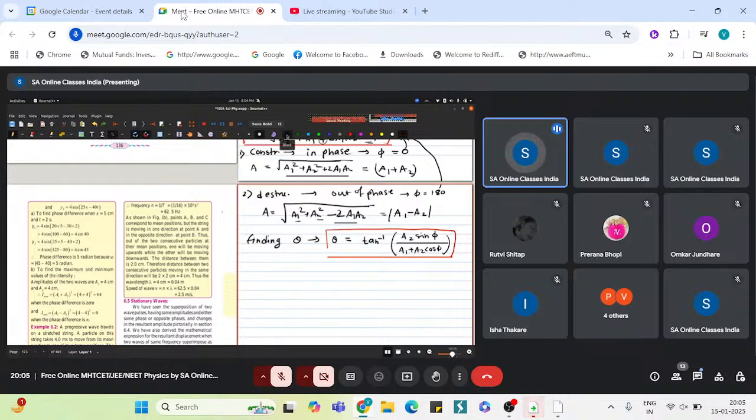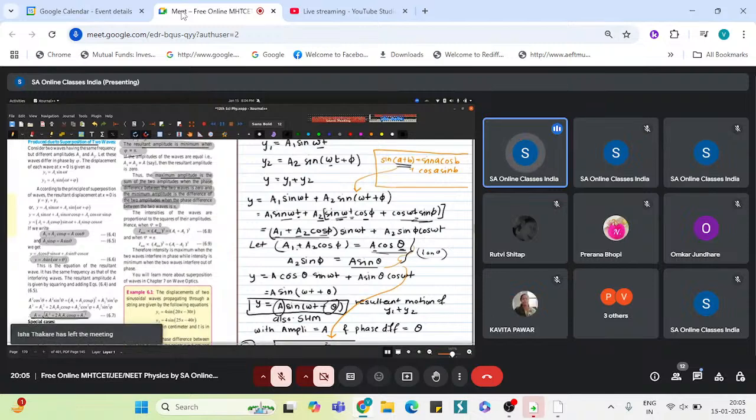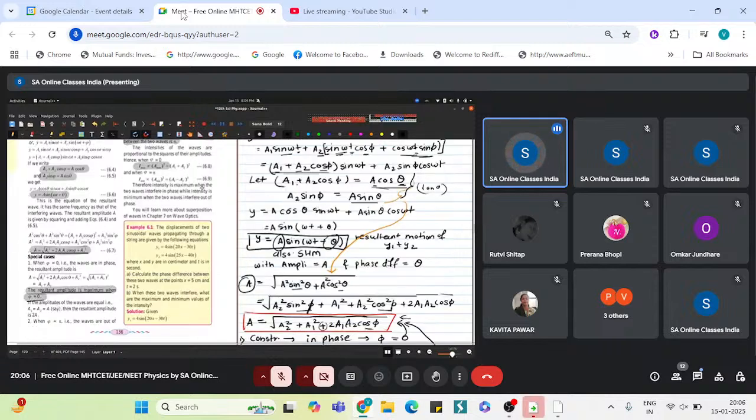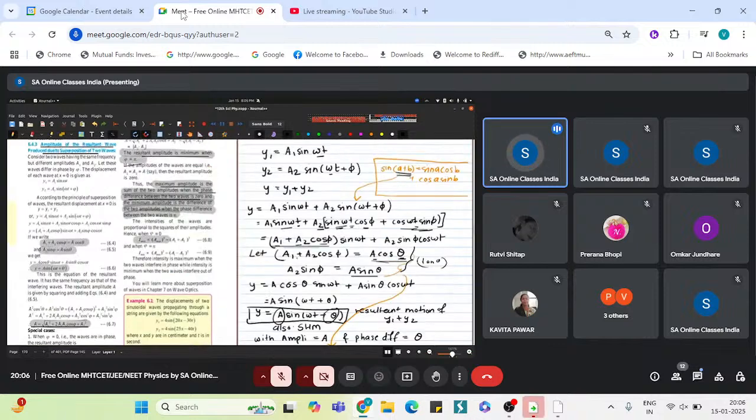And then there is another important concept. The maximum amplitude is always going to be equal to the sum of individual amplitudes, because the maximum amplitude will happen when the phase difference is zero. So if the phase difference between the two waves is zero, then the resultant amplitude is just a1 plus a2, the summation of two individual amplitudes. So maximum amplitude is the sum of two amplitudes, and the minimum amplitude is the difference of two amplitudes, because the phase difference in that case will be 180 degrees.